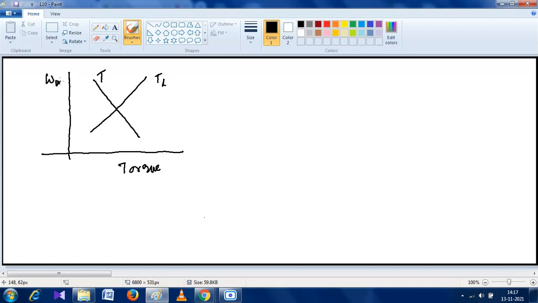Suppose this is the torque speed characteristic of a load motor system, and the curve of the machine and the curve of load torque are plotted in the diagram. Now the crossing point is the equilibrium point. Now tell me, is this equilibrium point stable or not?